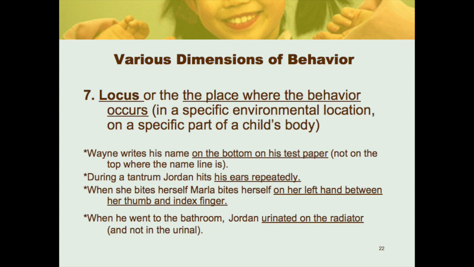The final dimension we will be discussing is the locus, or the place where the behavior occurs in the environment or on a specific part of the body. For example, Wayne writes his name on the bottom of his test paper, not the top where it should be. During a tantrum, Jordan hits his ears repeatedly. When she bites herself, Marla bites herself on the left hand between her thumb and her index finger.